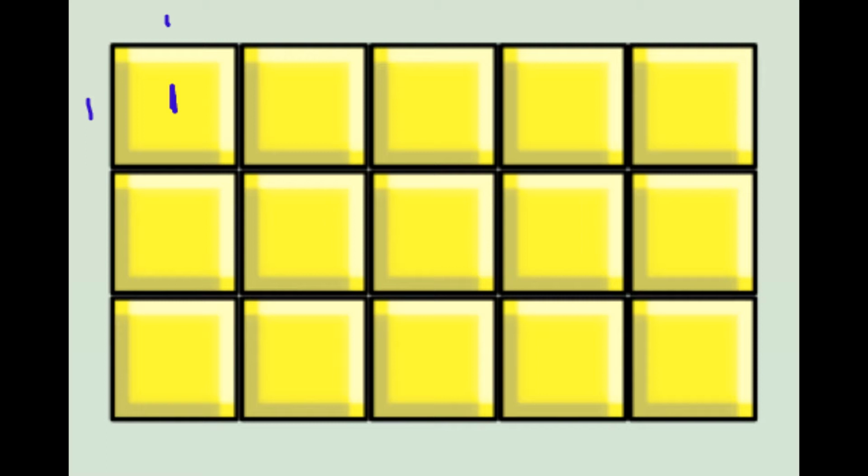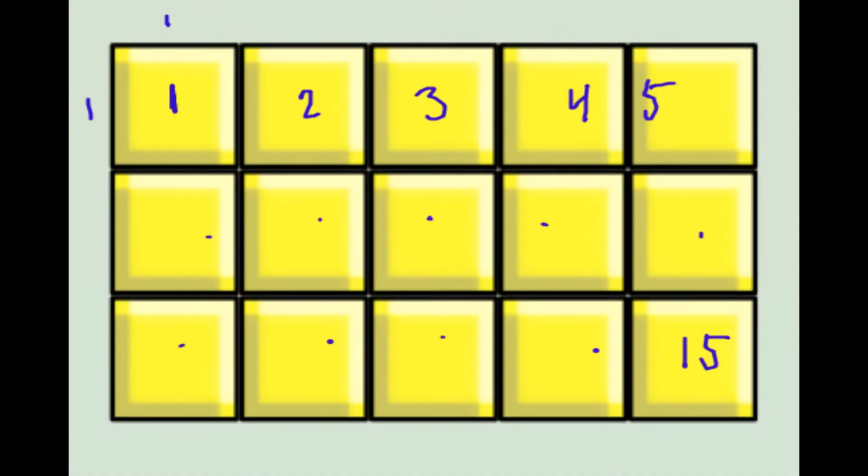And if you want to know the area of the entire rectangle, you just have to count them up. 1, 2, 3, 4, 5, and you would continue on. 6, 7, 8, 9, 10, 11, 12, 13, 14, and the last one would be 15. And so you would know that the area of this rectangle is 15 units squared. And I'll write that down actually before I say something else. 15 units squared.